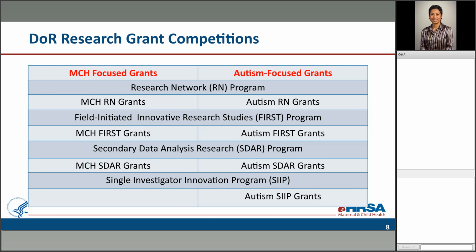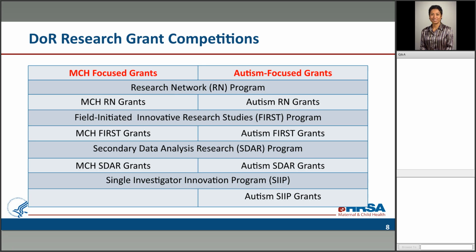The 4 broad grant competitions that we support in DOR include, and this is a very important slide, and for those of you who are new to our programs, this really is the most informative because it lays out across the MCH and the autism-focused grants all that we have to offer, all of our 4 different programs. So these 4 broad grant competitions are, in order of the level of investment, the Research Network Program, the Field-Initiated Innovative Research Studies Program, known as the FIRST grants, the Secondary Data Analysis Research Studies Program, known as SDAR grants, and the Single Investigator Innovation Program, or SIP.